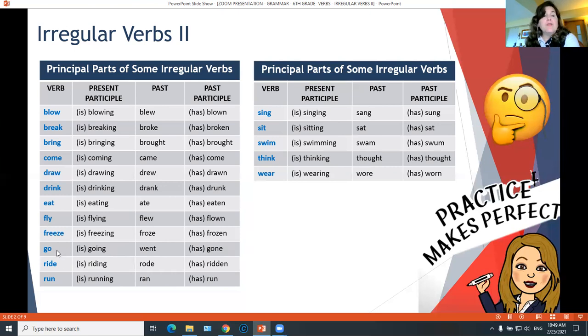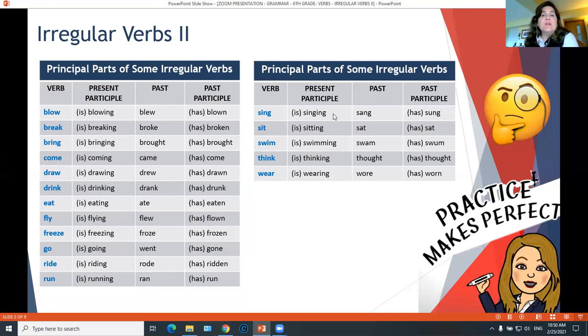We have go, the verb go, and we say is going in the present participle, went in the past, and gone for the past participle. Ride, we have riding for the present participle, rode for the past, and ridden for the past participle. Run is the next verb, running for the present participle, ran for the past, and has run for the past participle. We go to the next table, and we see the verb sing.